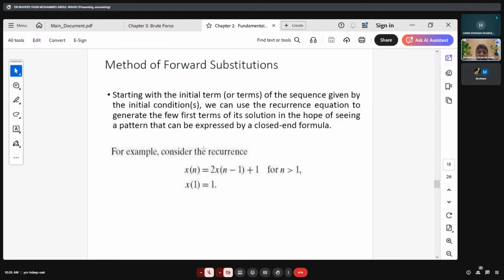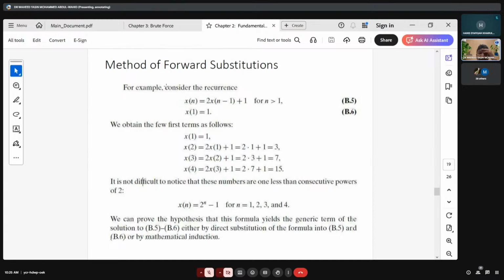For example, consider the recurrence xn equals 2xn minus 1 plus 1 for n greater than 1, x1 equals 1. So here this is the forward substitution. Here x1 equals 1, so we obtain the first few terms as follows. x1 equals 1, x2 equals 2x1 plus 1, which is 2 multiplied by 1 plus 1, x3 equals 2x2 plus 1, 2 by 3 here.